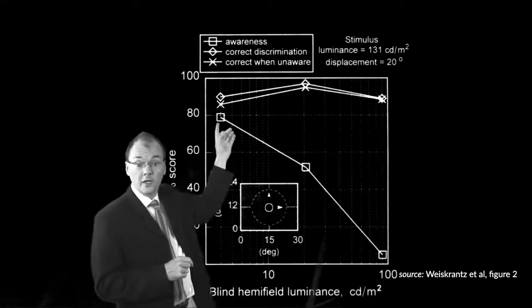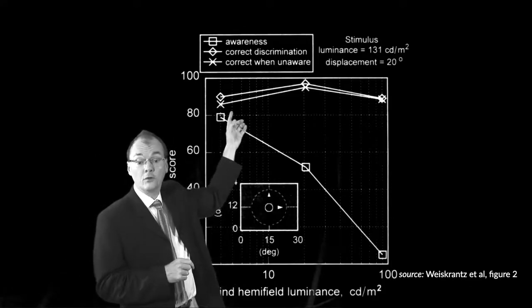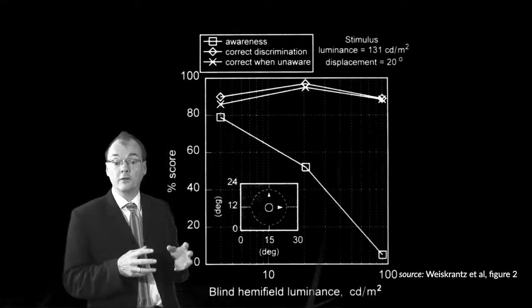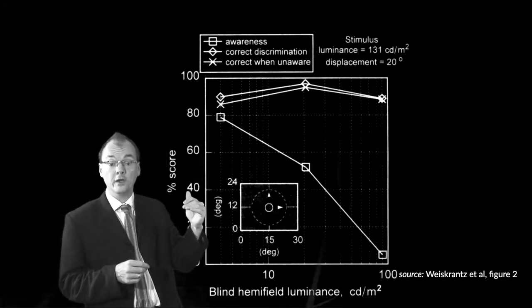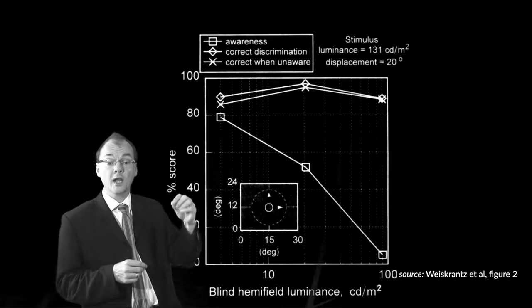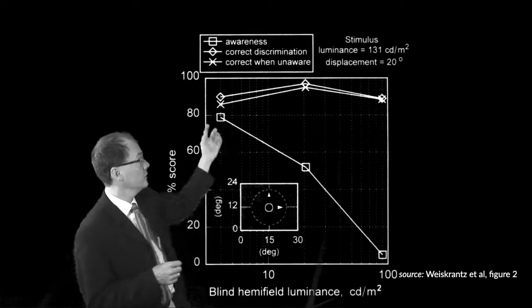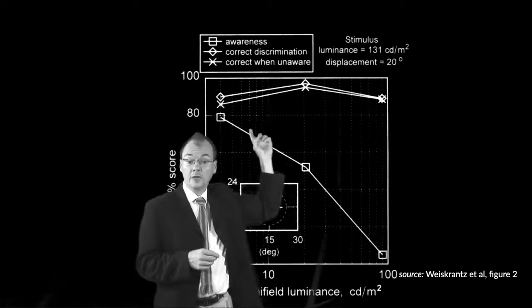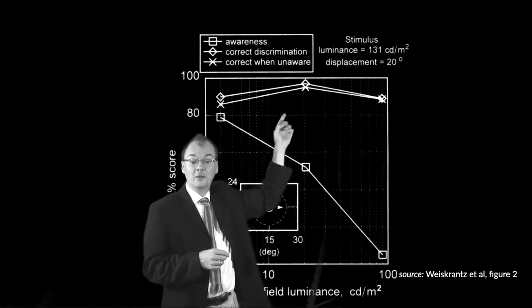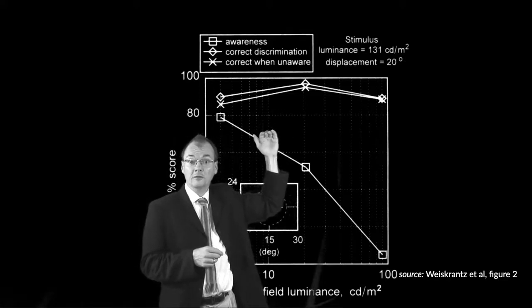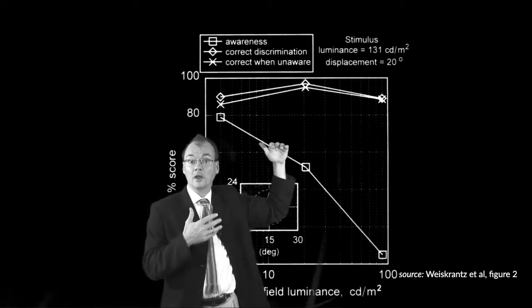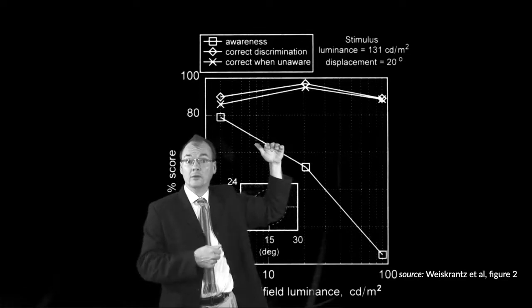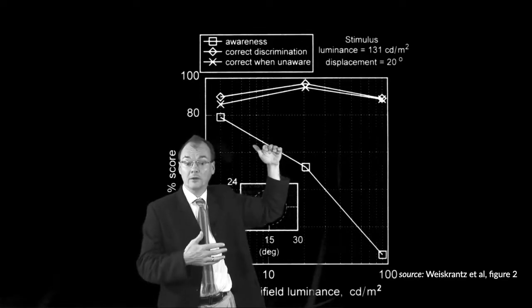Similarly, this is the line with the crosses attached to it. Weiskrantz and colleagues reported how often the subject was correct about orientation when he reported being unaware of the stimulus. What you can see here is that there's really no difference. The degree of correctness is high for orientation, and it's practically the same when the subject is reporting awareness as when the subject is reporting the absence of awareness.